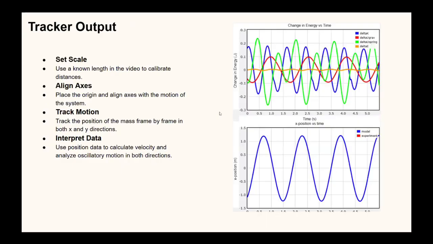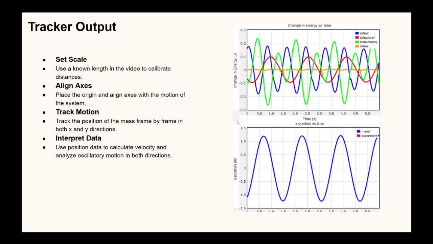Tracker output. We had to set the scale, using a known length in the video to calibrate distance. We had to align axes, placing the origin and aligning axes with the motion of the system, and track motion. Track the position of the mass frame by frame in both X and Y. And then we had to interpret the data. Use position data to calculate velocity and analyze oscillatory motion in both directions.